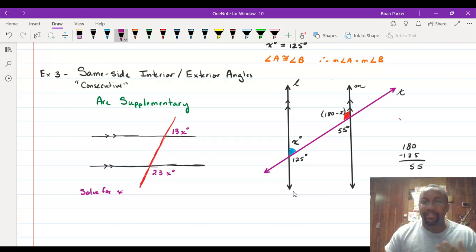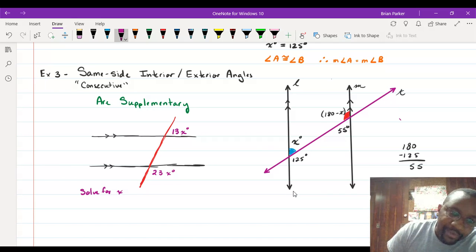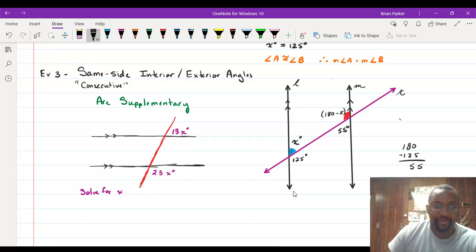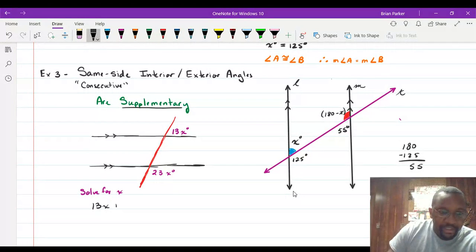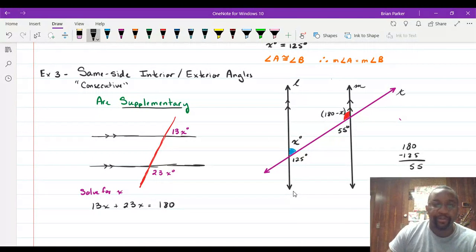We're not going to set them equal to each other because remember, look, 13x, the angle is acute. That's smaller than 23x, which is obviously an obtuse angle. So don't even think that we should set them equal to each other. Instead, we're going to add them together and they'll be 180 degrees because once again, these are supplementary. So to solve for it, you would just say, okay, well, 13x plus the 23x is going to equal 180. And then you'll start to solve that.